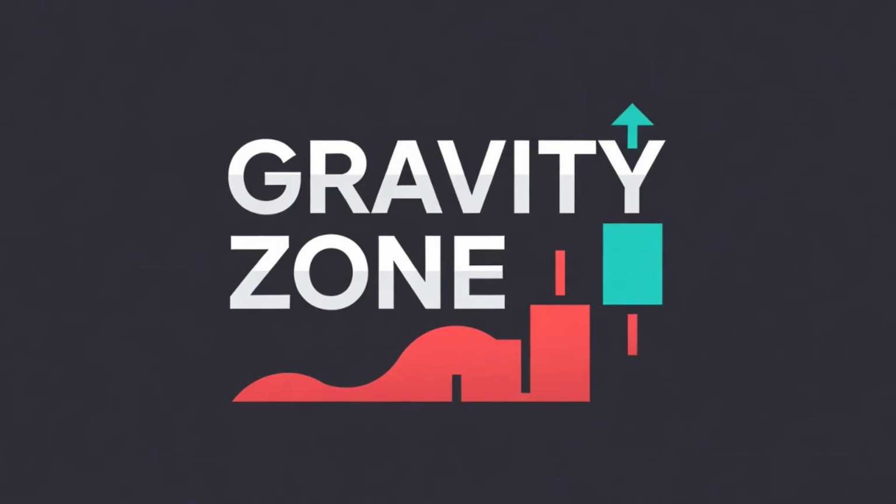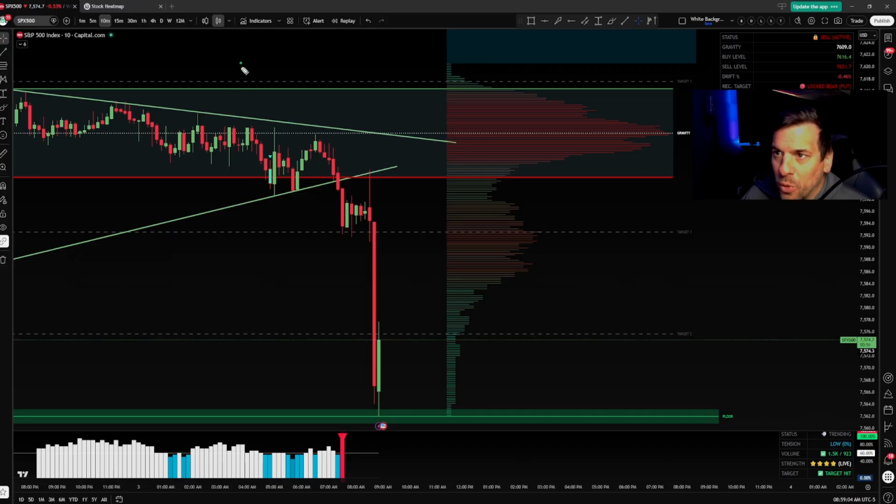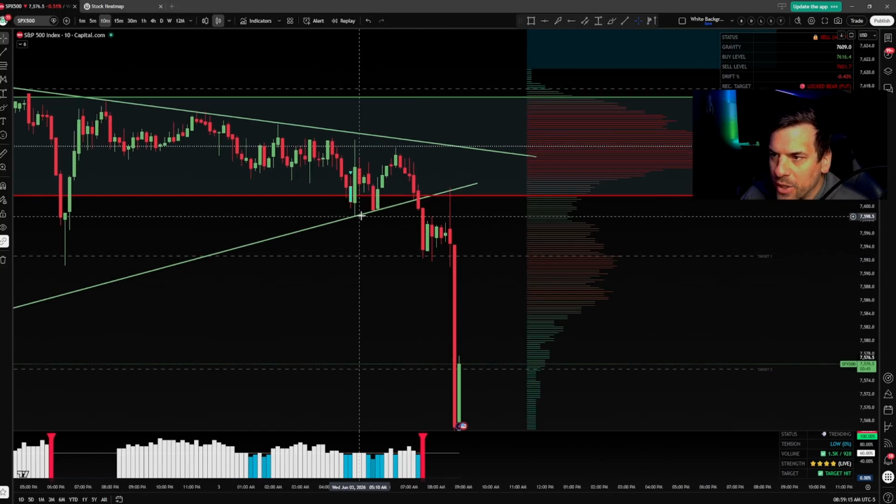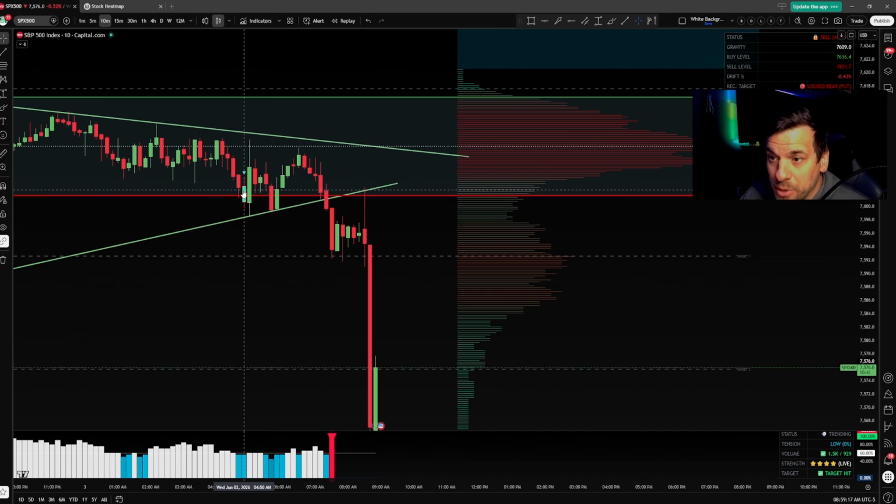The gravity zone is a very simple breakout tool. Above the green line here, we go buy. Above the red line, we go sell. Those are the two specific sides of the market we're going to trade.